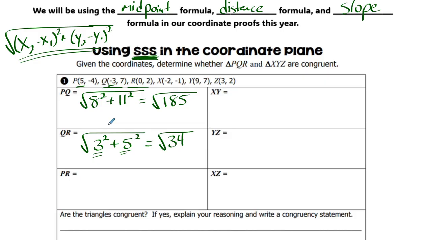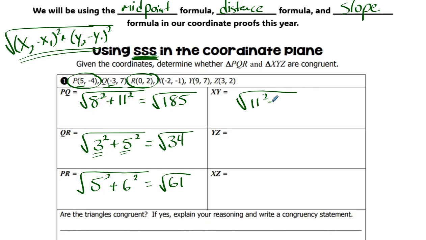All right, then from P to R, so from this x value to that x value, that's 5. From this y value to that y value, from negative 4 to 2, that's 6. Squaring 6, squaring 5, that gives us 61 underneath the square root symbol. I'm going to do the exact same thing with XYZ. So from X to Y, that's 11. From negative 1 to 7, that's 8. So not surprisingly, that's also the square root of 185. So that means that these two side lengths are congruent.